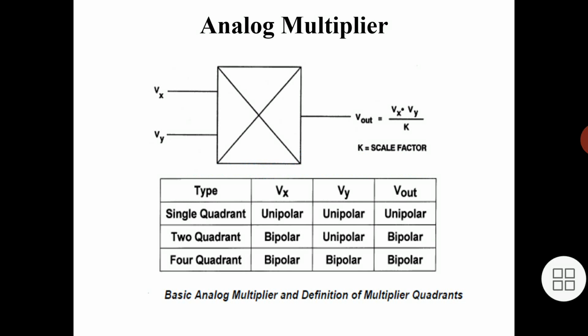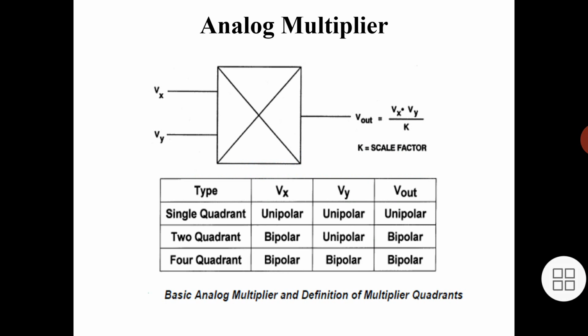Here you can see the schematic representation of analog multiplier. Vx and Vy are the two input ports. Vout is the output port. Vout is equal to Vx into Vy divided by K. K is the scaling factor.